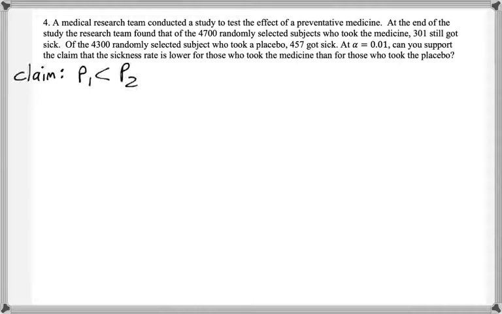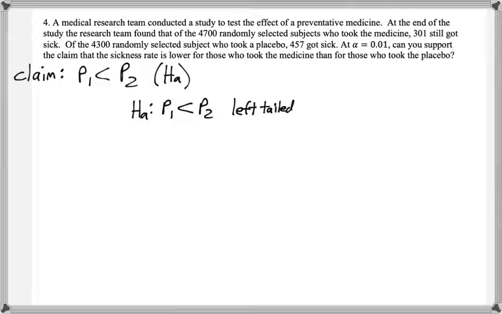So the claim is that p1 is less than p2. So this is the alternative hypothesis, which means that this is a left-tailed test. And the null hypothesis is p1 is greater than or equal to p2.